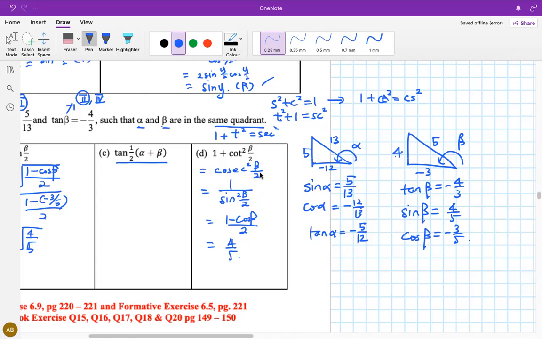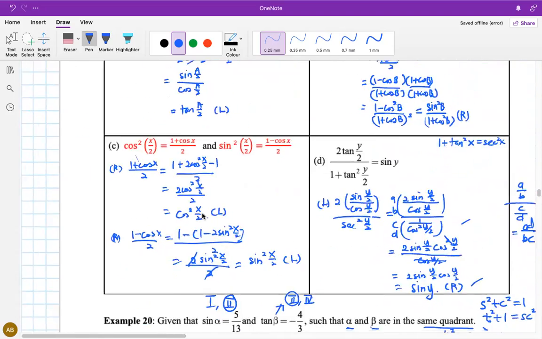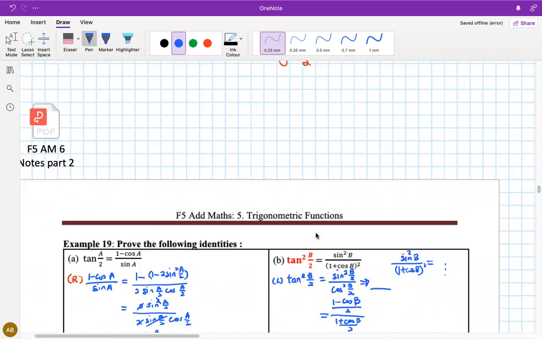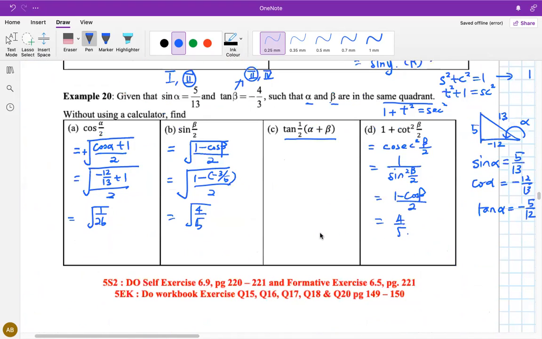Cosecant square beta over 2 is 1 over sine square beta over 2. If you refer to here, it is 1 minus cos theta over 2. So 1 minus cos beta over 2. What is 1 minus cos beta over 2? We already found out here.